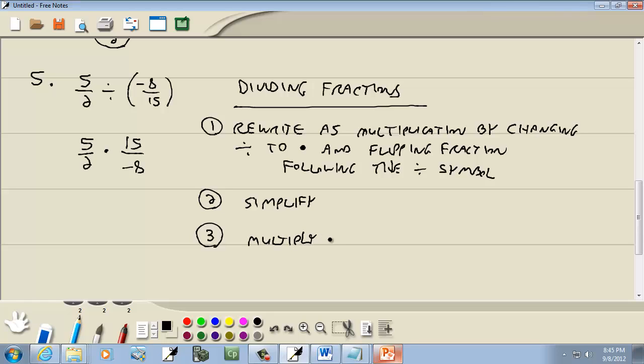Multiply the tops and multiply the bottoms. Five times 15 is 75, and 2 times -8 is -16. And again, if you've done a good job of simplifying, there's no simplifying here at the end.